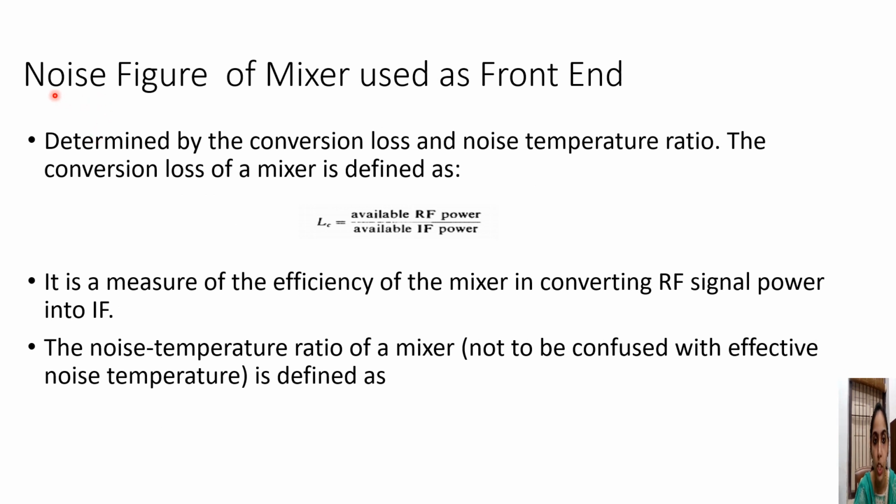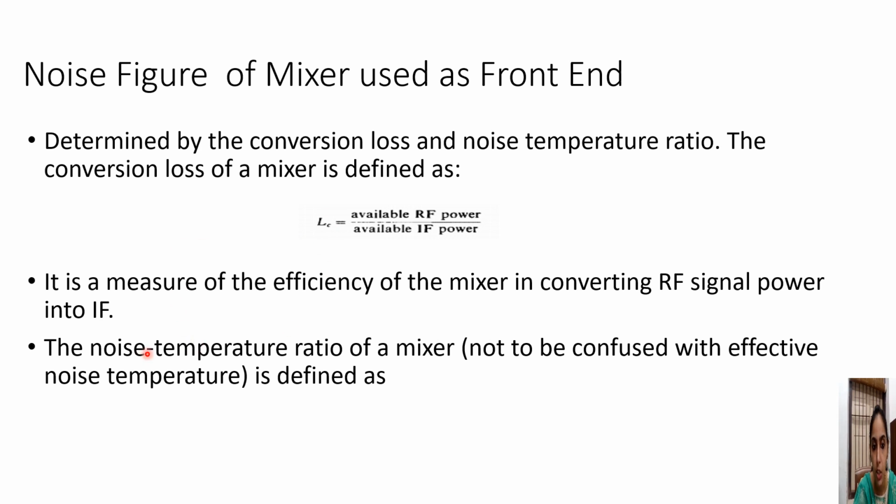Now when we are speaking about the noise figure of a mixer used as front end, we have to consider here two terms, that is conversion loss and noise temperature ratio. So it is this conversion loss LC and the noise temperature ratio which is going to determine the noise figure of the mixer. So how can we define the conversion loss of a mixer? A mixer will be converting the RF signal to the IF, which is to be amplified by the IF amplifier. So conversion loss LC is defined as available RF power to the available IF power. Okay, so that is how we define conversion loss.